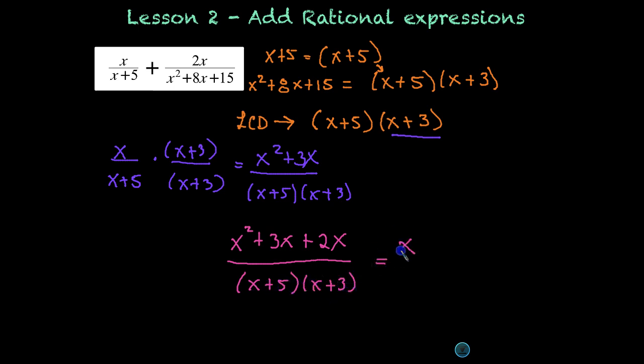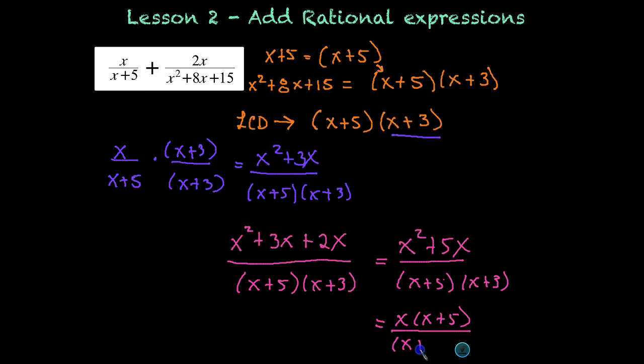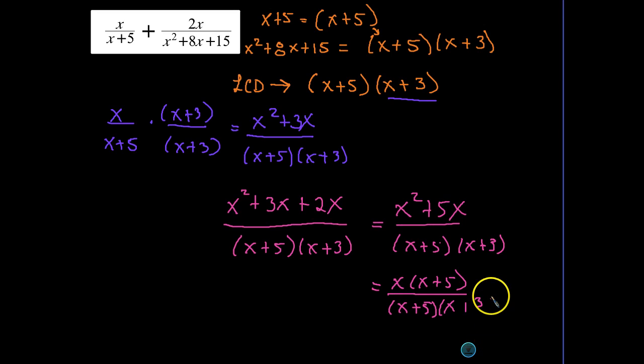Okay, adding like terms, I get x squared plus 5x over x plus 5, x plus 3. And in this example, you could factor out an x from our numerator. X leaves you with x plus 5 all over x plus 5, x plus 3. And by doing this, then you can see that the x plus 5 binomial can cancel with the x plus 5 binomial, and our simplified answer would then be x over x plus 3.